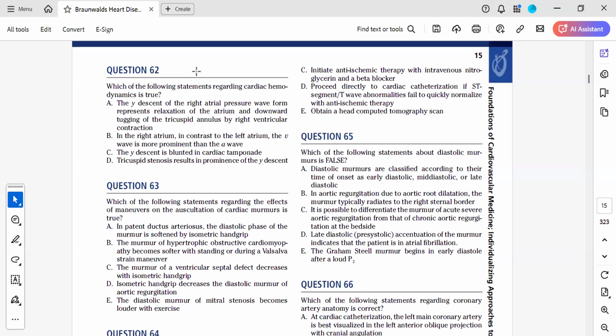Option E is the right option. It says obtain a head computed tomography scan. This will help us clinch the diagnosis of a CNS pathology, be it ischemic stroke, intracranial hemorrhage, or even traumatic brain injury.